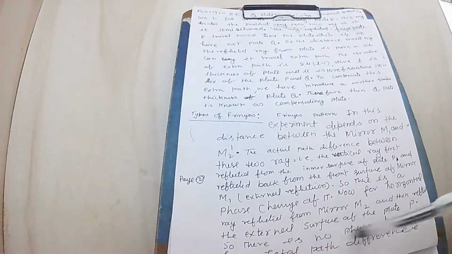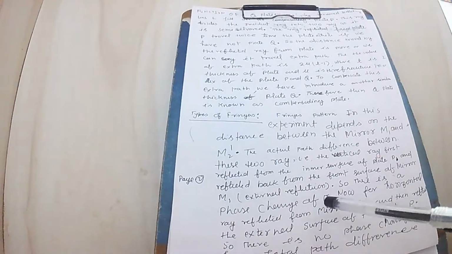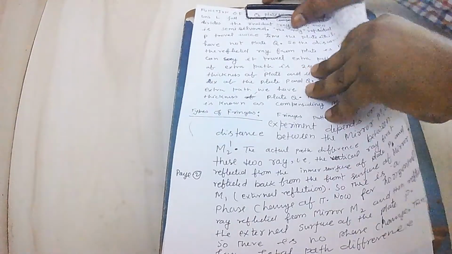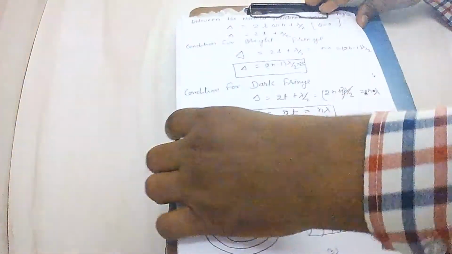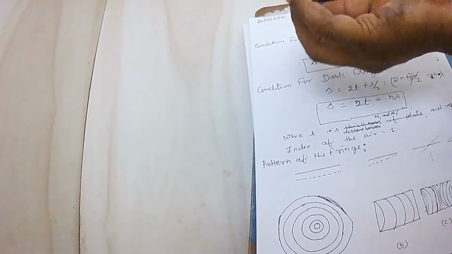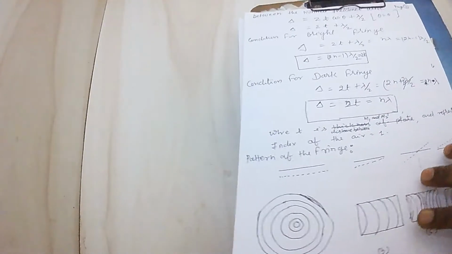Therefore, the total path difference is 2 mu t cos theta plus lambda by 2. Here mu is equal to 1, so we use 2t cos theta plus lambda by 2, where theta is 0 as the rays are normally incident.